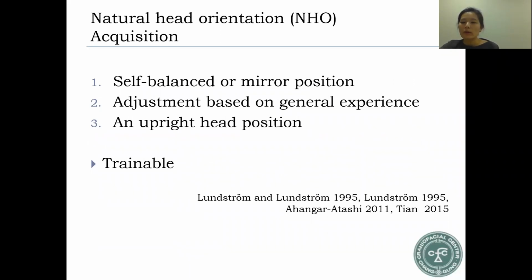The first step of natural head orientation is recording natural head position. Let patients relax and look at a distant point with or without a mirror. Then, based on general experience, subjectively adjust the patient's head position until no obvious tilt is observed. Clinicians, photographers, and radiographers can all be trained to make a critical judgment of the correct natural head position, and we can use photographs for training. I think not only clinicians, but also patients can be trained to recognize their upright head position.